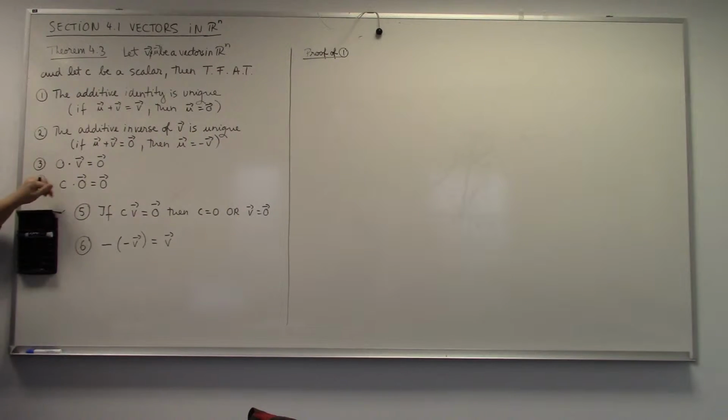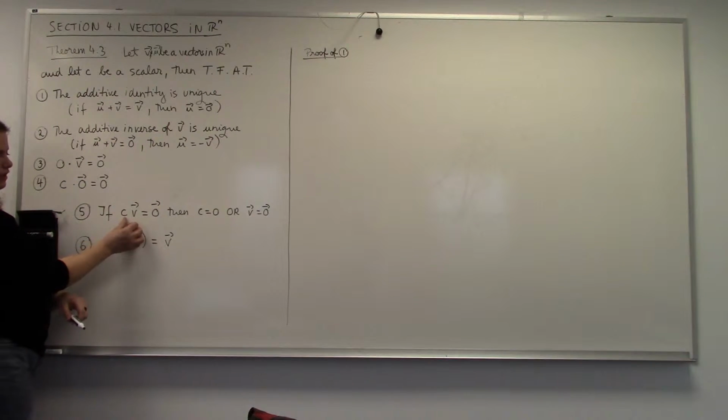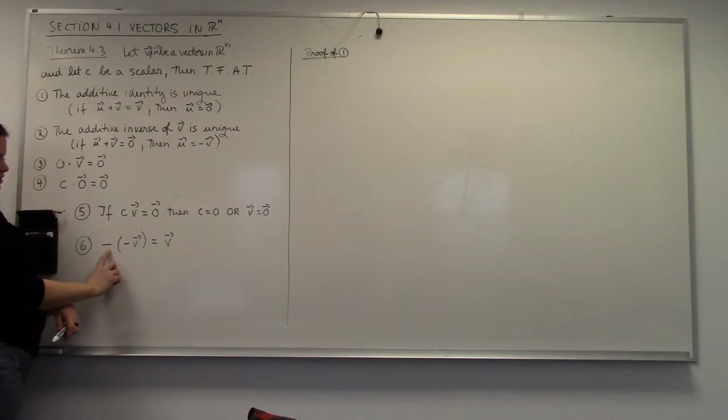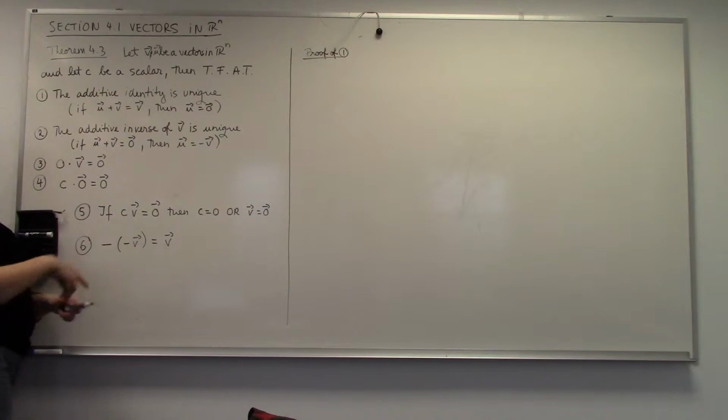And here, if you multiply a vector by the scalar 0, then you get the vector 0. If you multiply a scalar by the vector 0, you should get the vector 0. And if you multiply a scalar by a vector and you get the 0 vector, then either c is 0 or v is 0. And then the additive inverse of the additive inverse is the vector you started with.